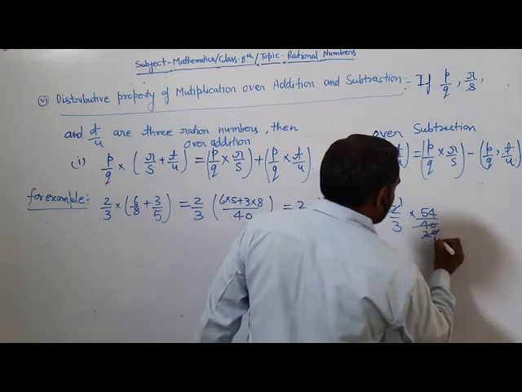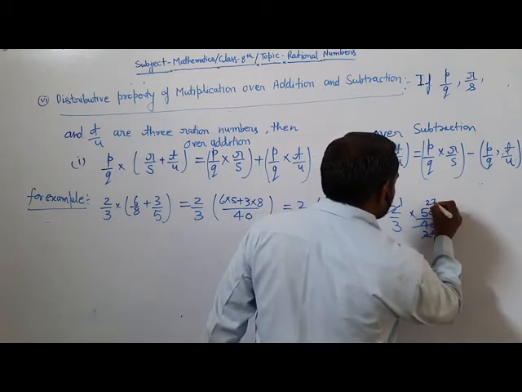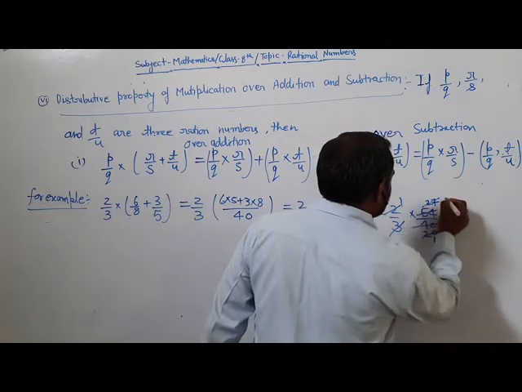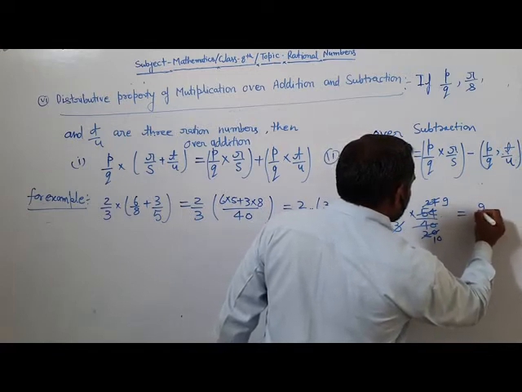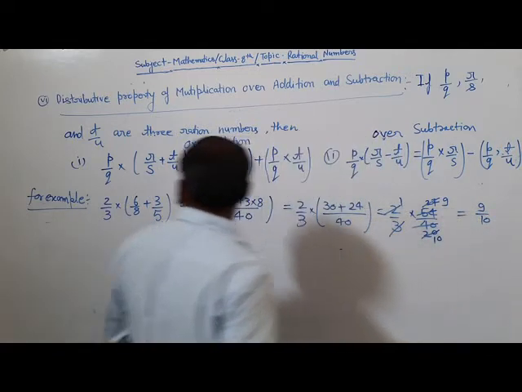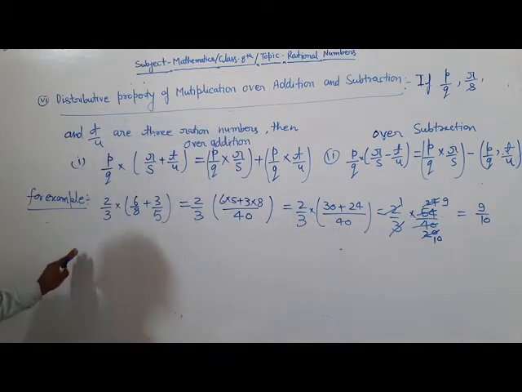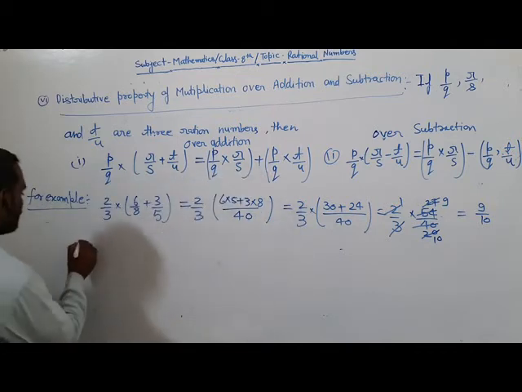2 1 is 2, 2 0 0, 2 2 is 4, 2 7 is 40. 3 9 is 26. We get 9 by 10. The value of this is 9 by 10. Now we have to apply the distributive property on the right hand side.